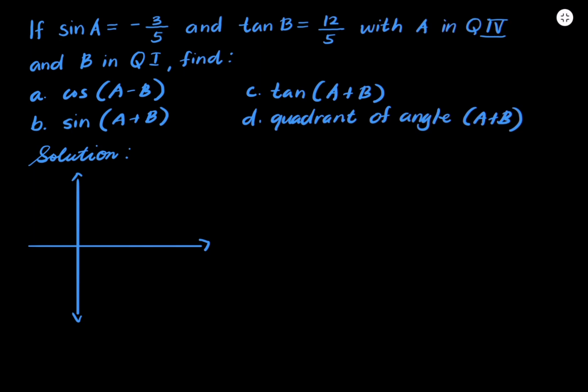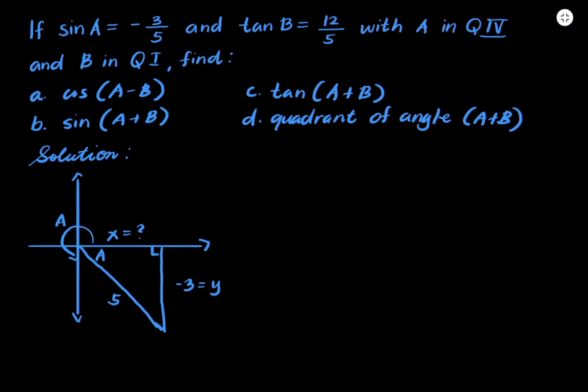So if this is our angle A, let us draw the reference triangle. Suppose this is the reference triangle. Of course, that is a right triangle. Now, this is our angle A. And then, the opposite of angle A is what? Negative 3. Okay? And the hypotenuse is 5. So this is Y and this is X. The adjacent side, which is X, is unknown.